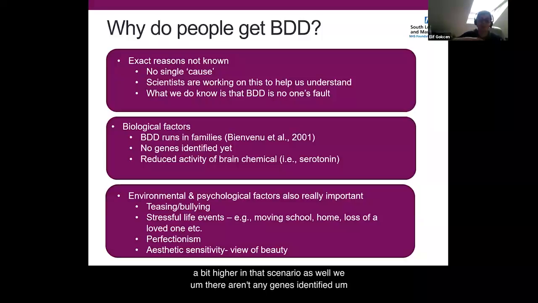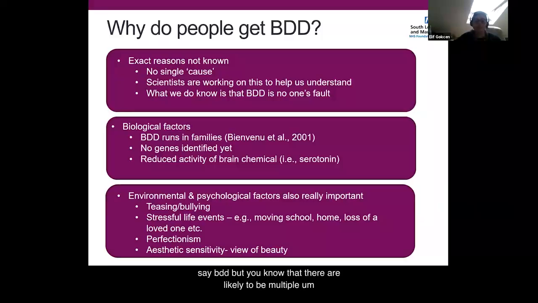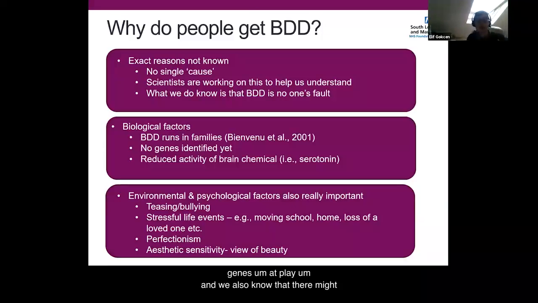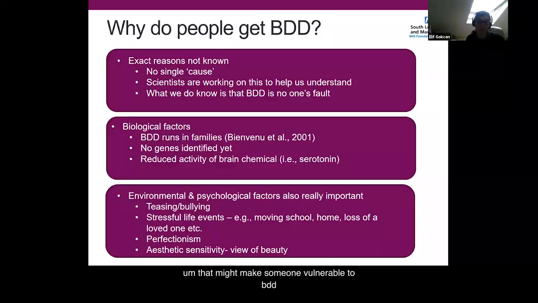There aren't any genes identified that are specifically linked to the cause of BDD, but we know that there are likely to be multiple genes at play. We also know that there's a role for reduced activity of certain brain chemicals like serotonin that might make someone vulnerable to BDD. In terms of the environmental and psychological factors, we hear quite commonly about teasing and bullying and stressful life events that have happened for young people.